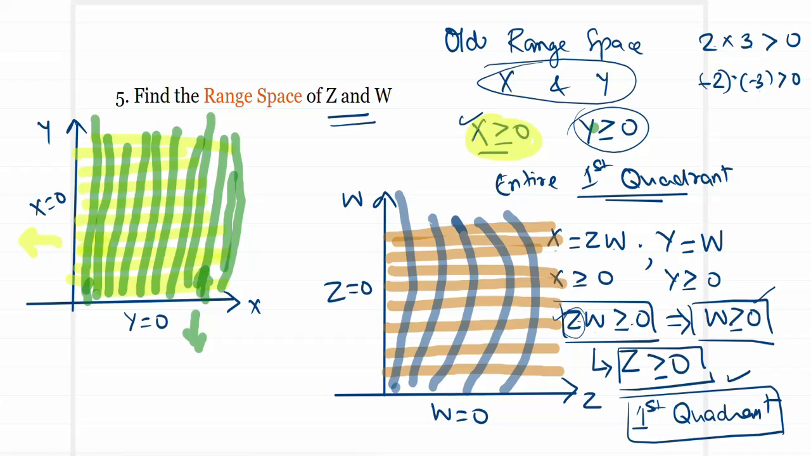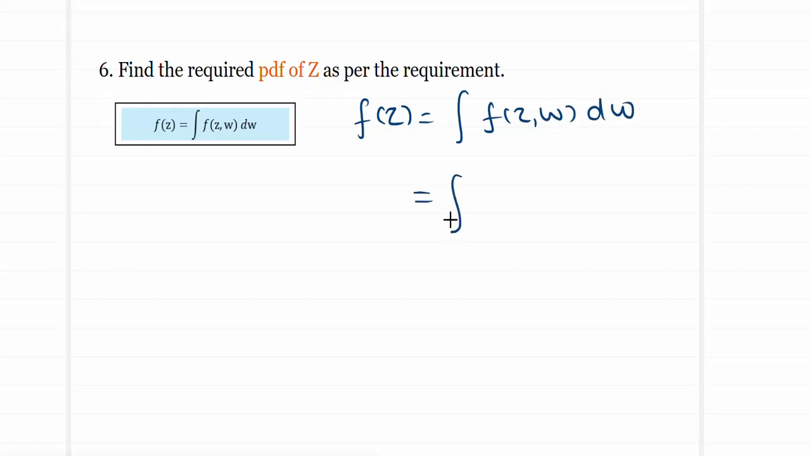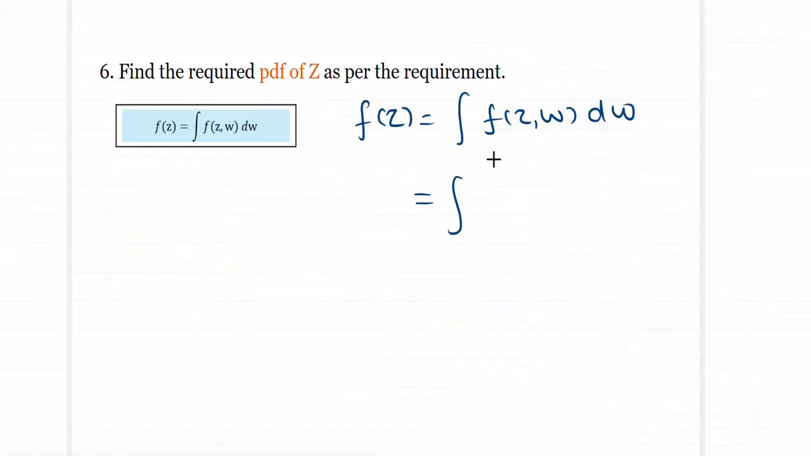Now we are going to fix the last part of it. Find the required PDF of z as per the requirement. What is going to be given as my f of z? My f of z is going to be the integral of the new function f of z comma w with respect to w. So this is going to be the integral of what was my new function which I have derived? 3w e power minus w into z plus 3. This has to be integrated with respect to w.